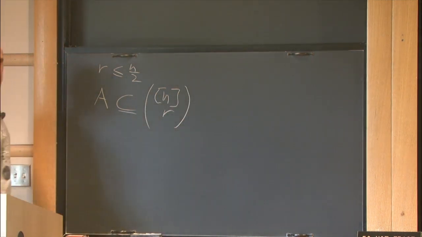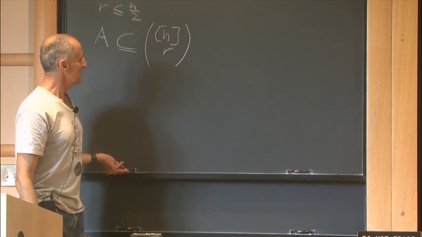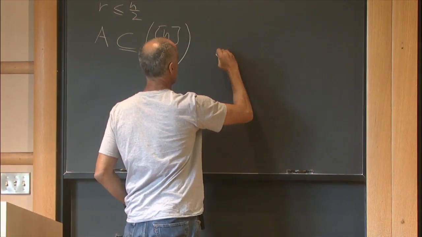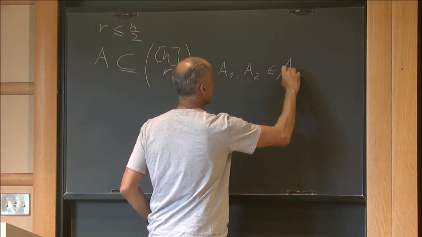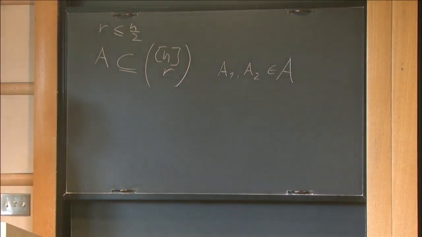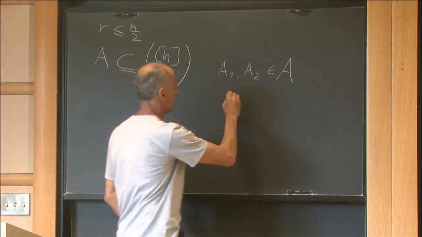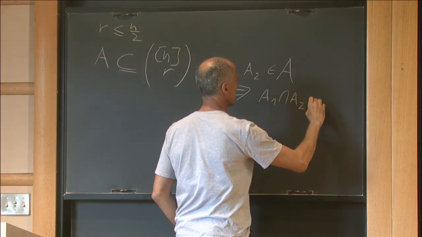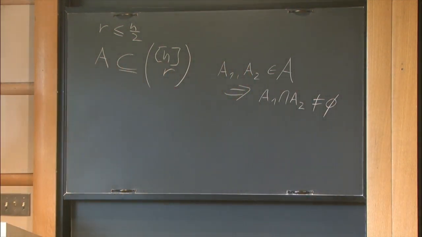So this is just my notation for subsets of size r from the n set. And A is intersecting. So if A1 and A2 belong to A, I'm not good at calligraphy, so this is a curly A, then their intersection is non-empty. OK, so it's an intersecting family. Every two sets intersect. And the question is, how large can A be?